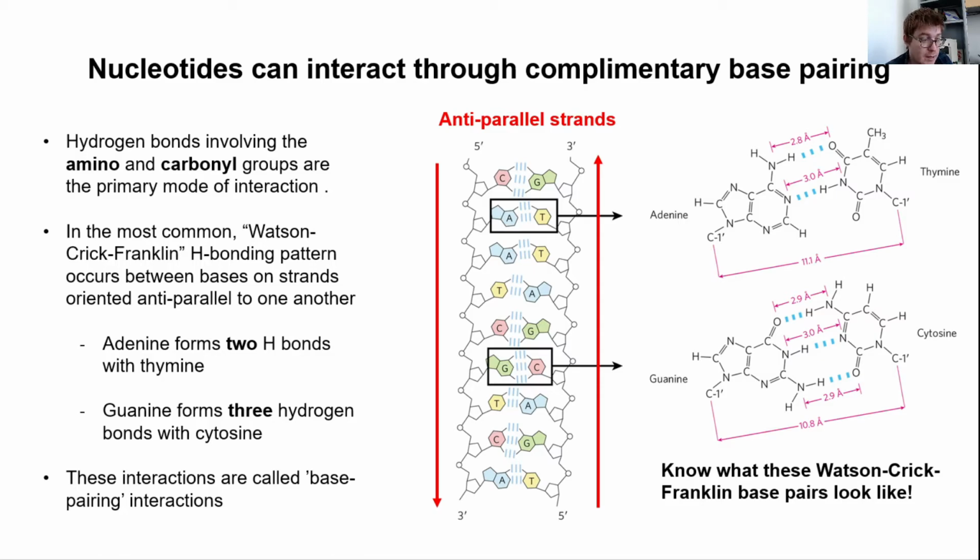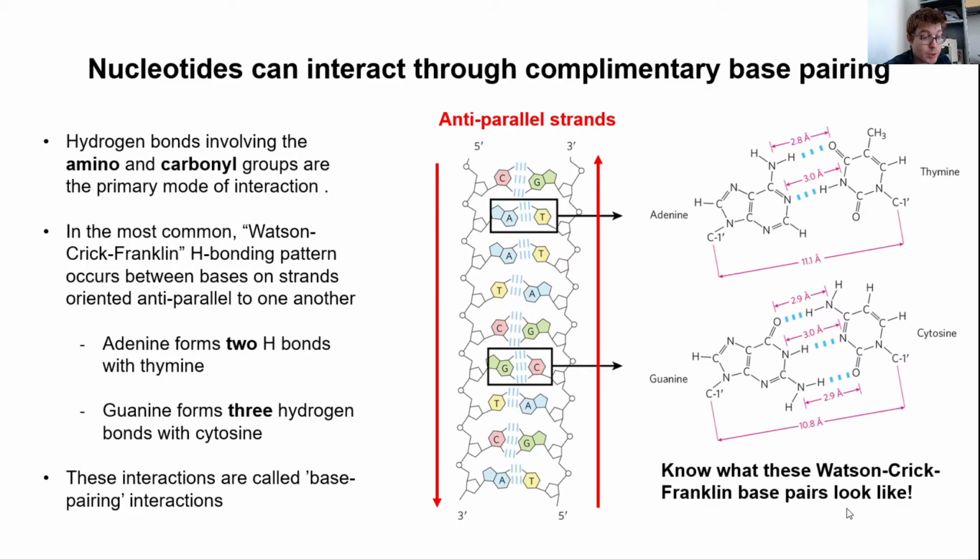And in the most famous Watson-Crick-Franklin hydrogen bonding pattern that I showed you on the previous slide, this occurs when the strands are oriented anti-parallel to one another. So if one strand is running 5' to 3', you can form those beautiful base pairs that I showed you if the other strand is running in the opposite direction to it. And under these conditions, as I mentioned before, adenine will form 2 hydrogen bonds with thymine, and guanine will form 3 hydrogen bonds with cytosine.